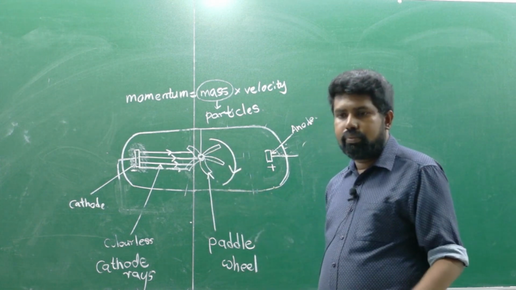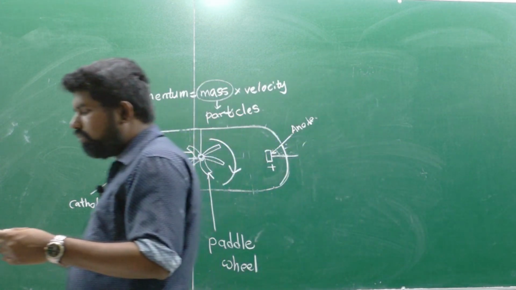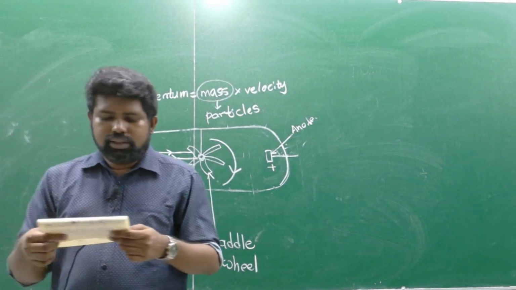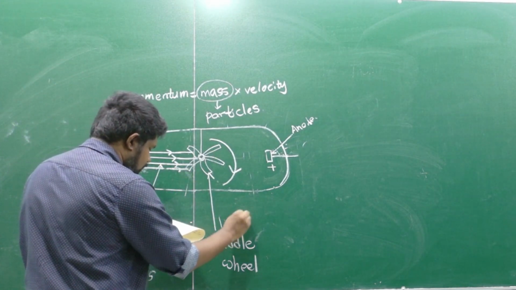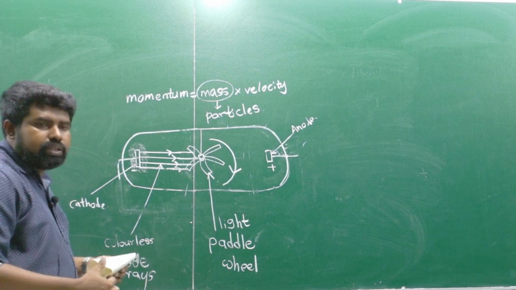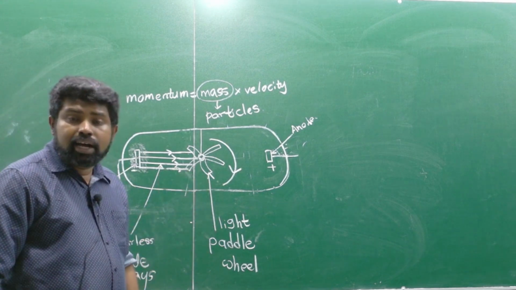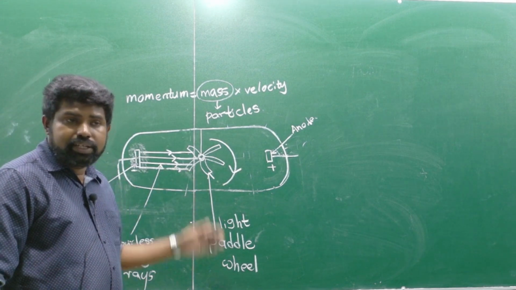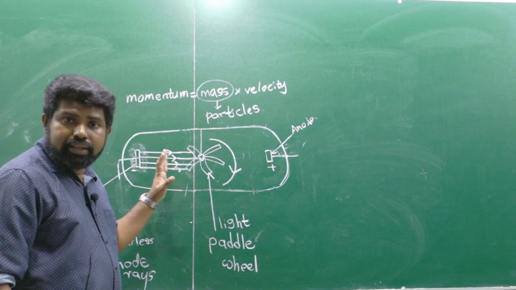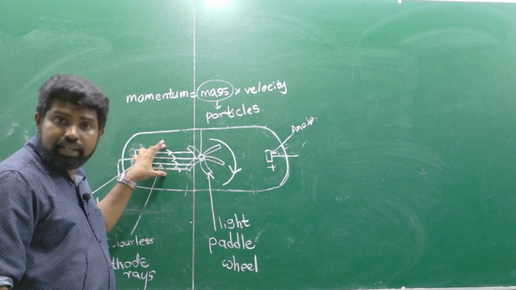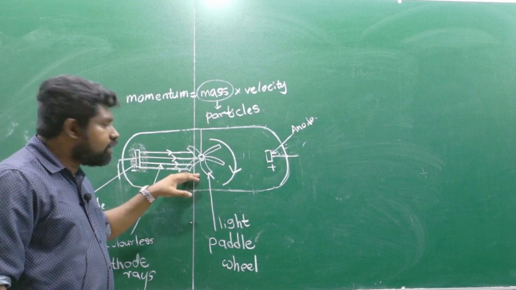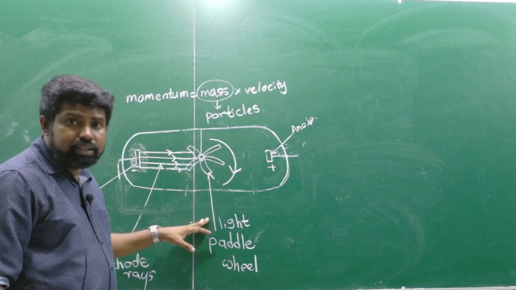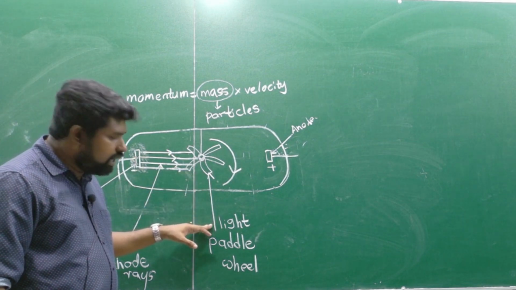Write down, it should be a light paddle wheel. Because if we made this paddle wheel from iron, the cathode rays do not have enough energy to rotate it. Cathode rays do not possess a very high energy, only a very small energy, so they cannot rotate a very heavy paddle wheel. We have to use a light paddle wheel.